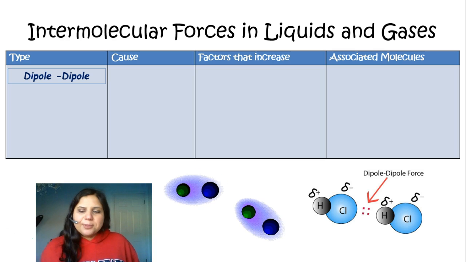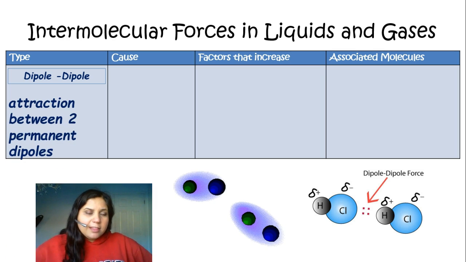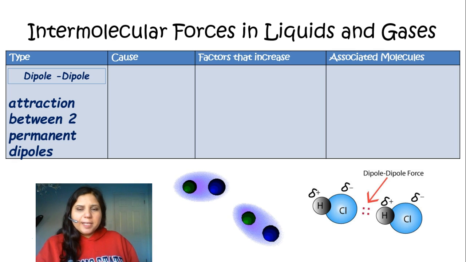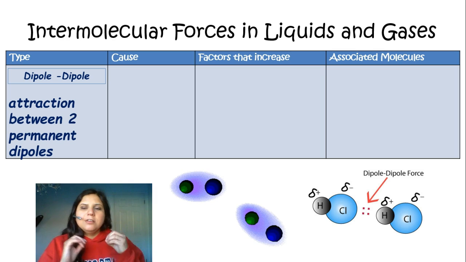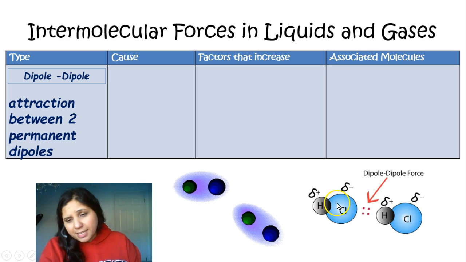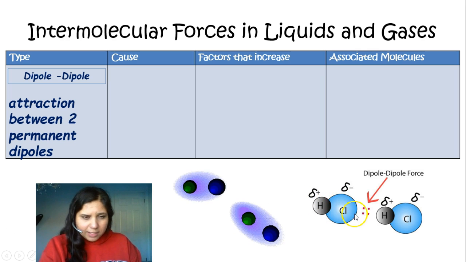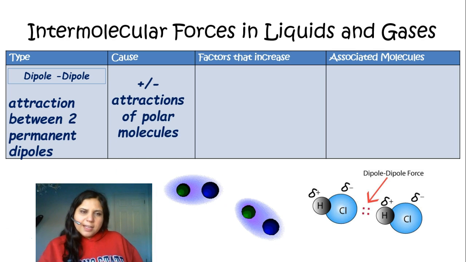Okay, next force, dipole-dipole. And as it sounds, it's the attraction between two dipoles. And these are permanent dipoles, meaning that they are already polar. There's already a difference between the pole of electrons within that particular molecule itself, like hydrogen chloride. Hydrogen chloride has a permanent dipole, meaning it has a positive end and a negative end, because chlorine is more electronegative than hydrogen, and it hogs those electrons. And so the cause here is the positive and negative attraction of molecules that are already polar.